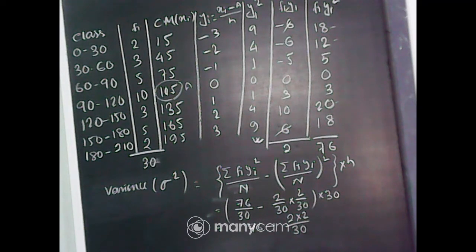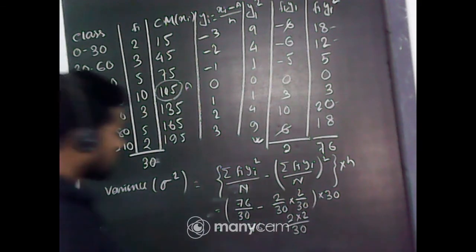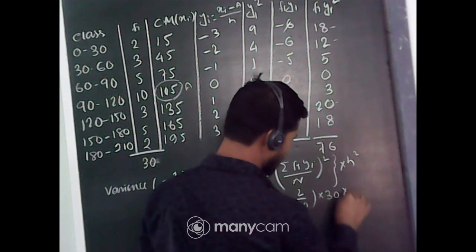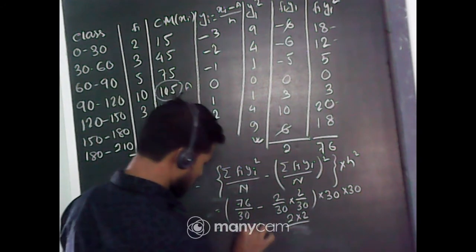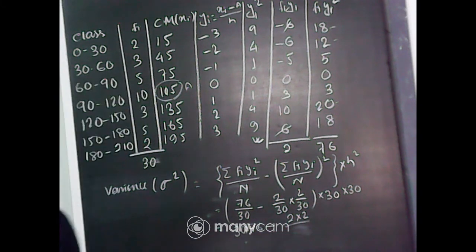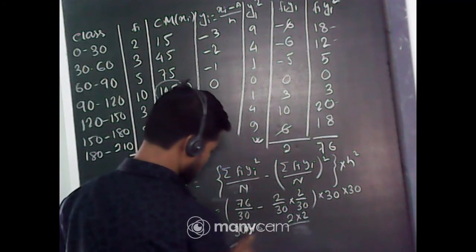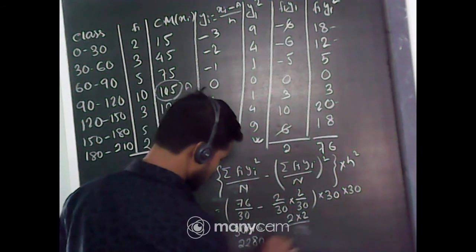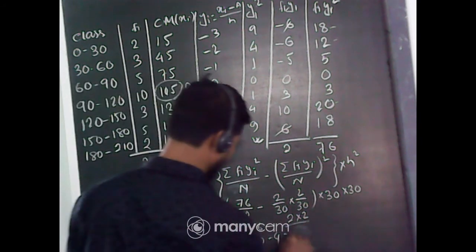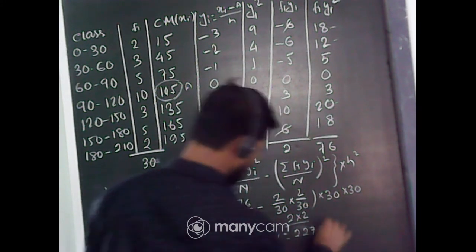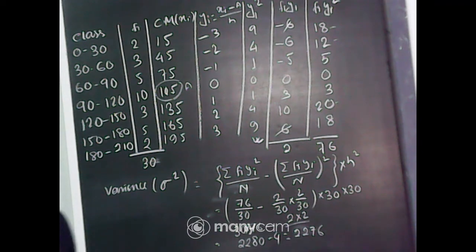Now, I have made a mistake here. It is not h, it is h square. So we have to multiply it by 30. So 30 into 76 minus 4. Now multiply 30 and 76, and from there subtract 4. 2280 minus 4. So the final answer will be 2276. This is the variance of the given data.